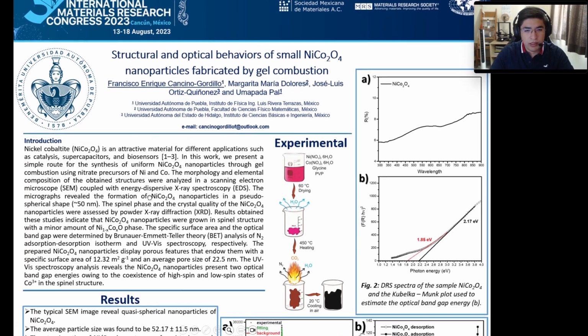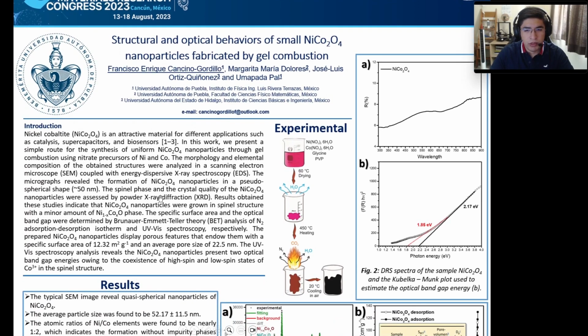As we know, the transition metal oxides have attracted much interest owing to their potential applications for catalysis, energy storage, electrochemical, and biomedical uses. In fact, nickel cobalt oxide, one of the typical binary transition metal oxides, has attracted considerable attention in these fields.